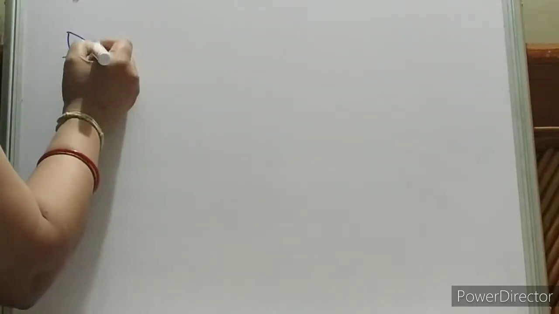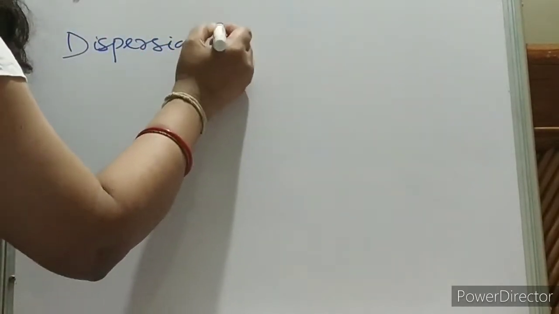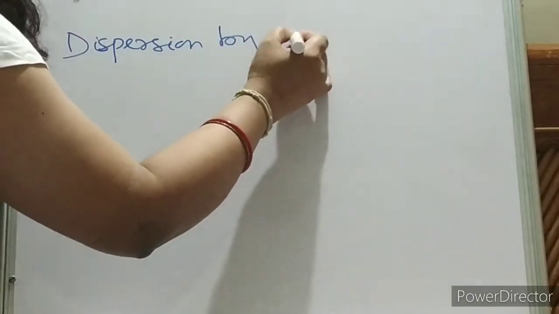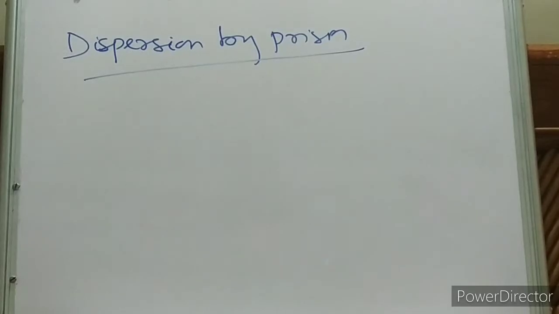Today we are going to discuss dispersion of light by a glass prism. In last class we have discussed the refraction. Hope you have understood that lecture. So we are going to discuss dispersion by prism. And obviously we are taking glass prism only.